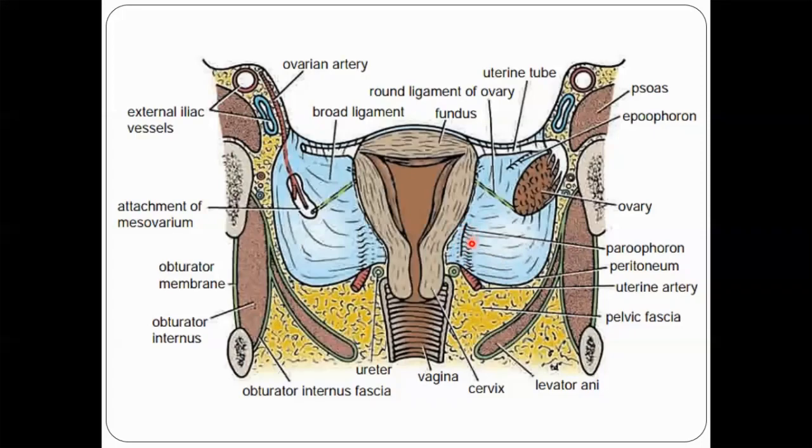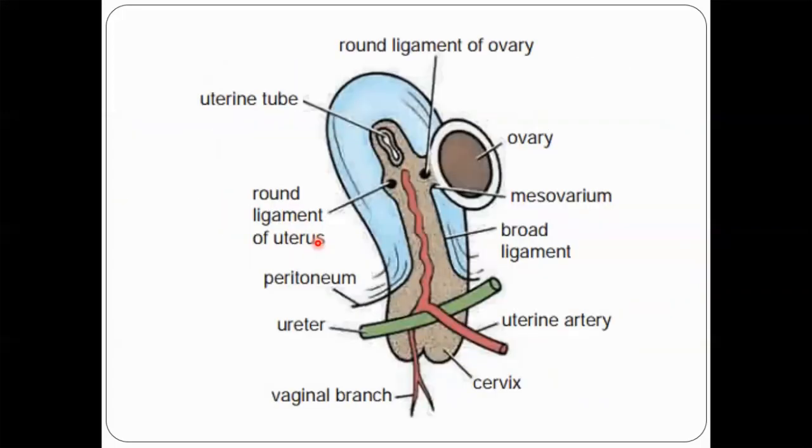Among the contents are the uterine blood vessels and the ovarian blood vessels. And here is a lateral view showing the anterior layer of the broad ligament and the posterior layer of the broad ligament. Here is the uterine tube, here the round ligament of the uterus and the round ligament of the ovary. This is from the posterior layer of the broad ligament going up and wrapping around the ovary.